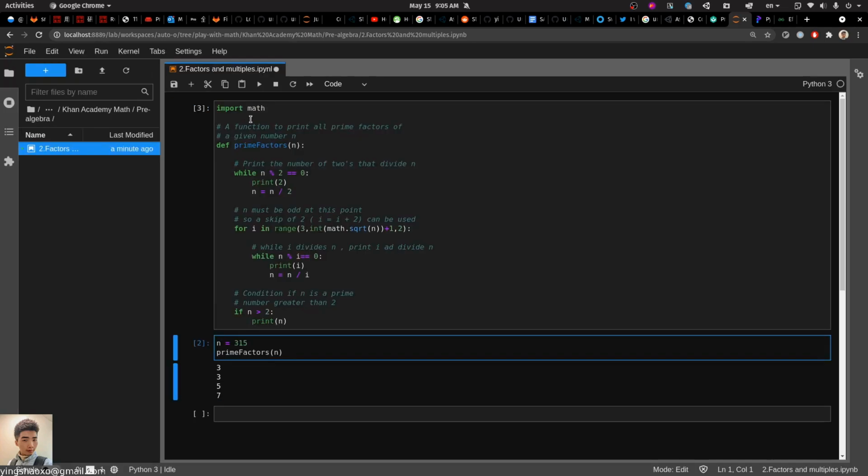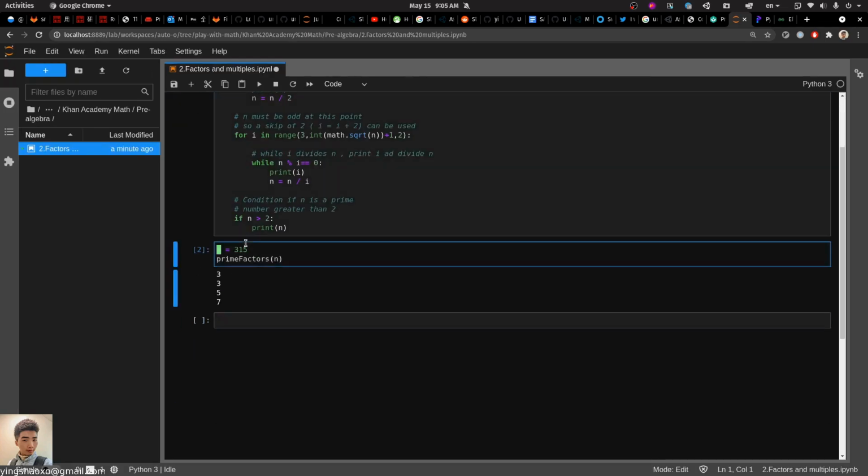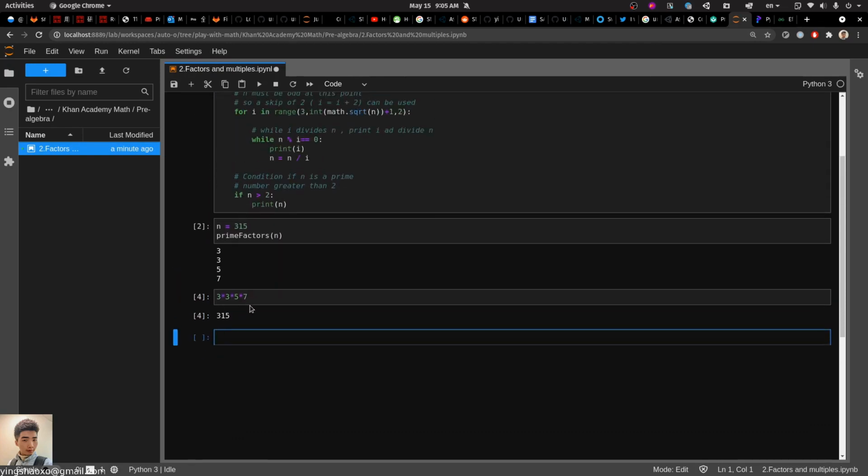Okay, so this is our function. Then we give it a number, for example, 315. We get this series of numbers. I start wondering what those numbers are. Now if we multiply the list of numbers together, we'll get the number that we gave it.